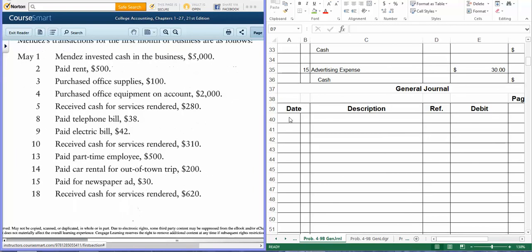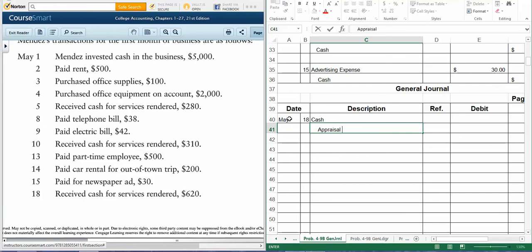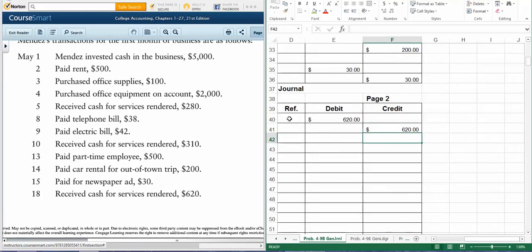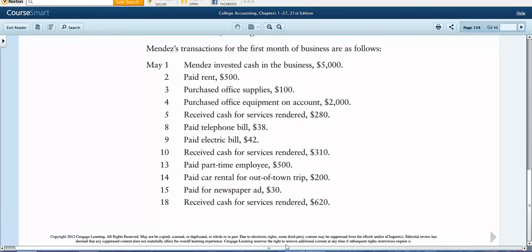So now we're going to enter the month again, since we're starting a new page. Enter the date, which is the 18th. Again, we received cash, and then we have appraisal fees. And that was $620. Okay, so that's all the transactions on this first page.